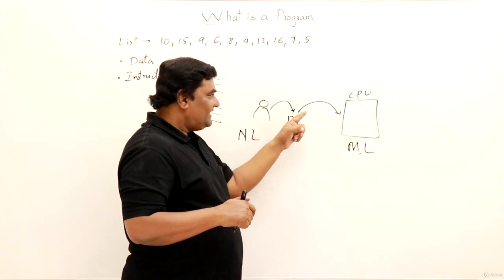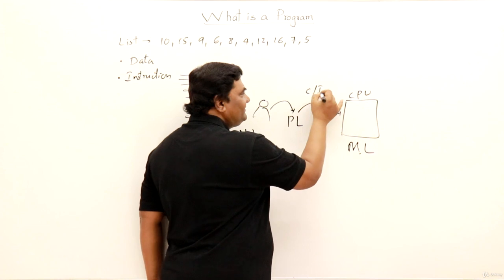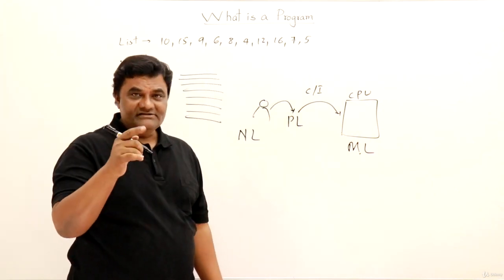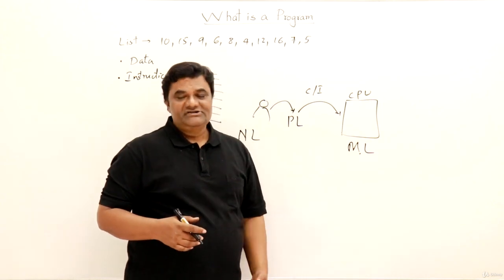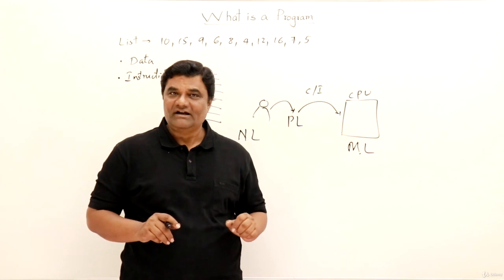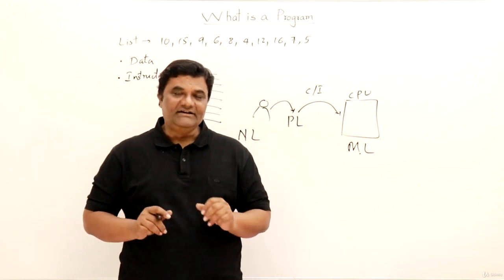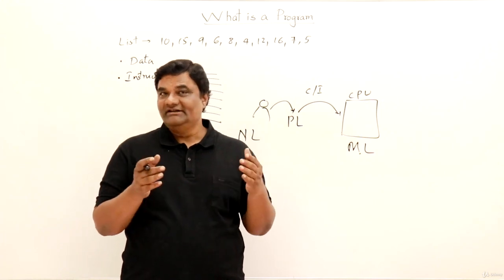Then from this language, there is something called a compiler or interpreter, right? I'll just write in short. We are going to learn that in the next video. The compiler or interpreter will translate that into machine language. So this is how programming languages are useful for writing programs. So we should learn some programming language. So that's all about what it means by a program and why we need programming.